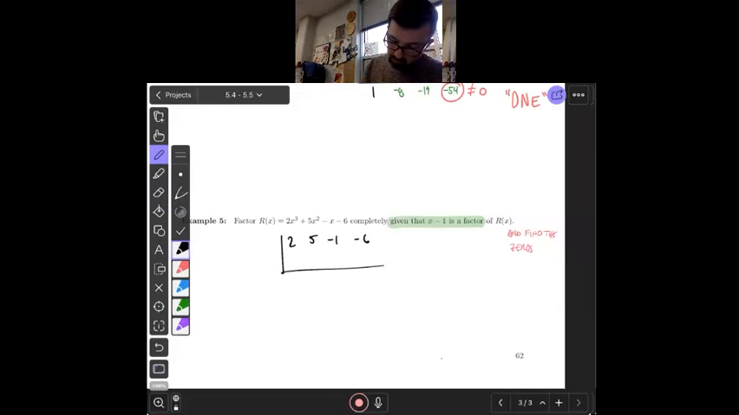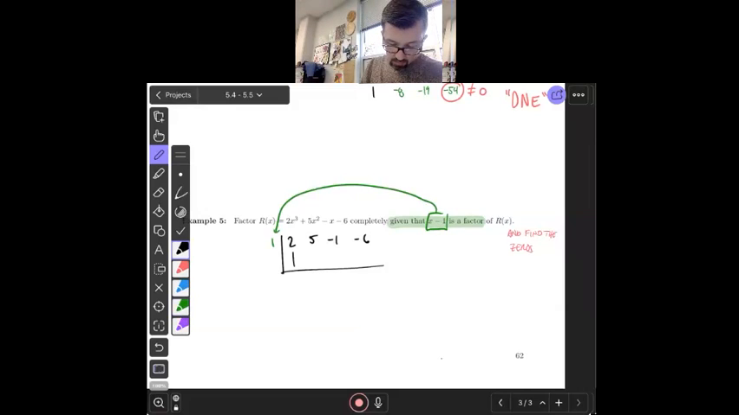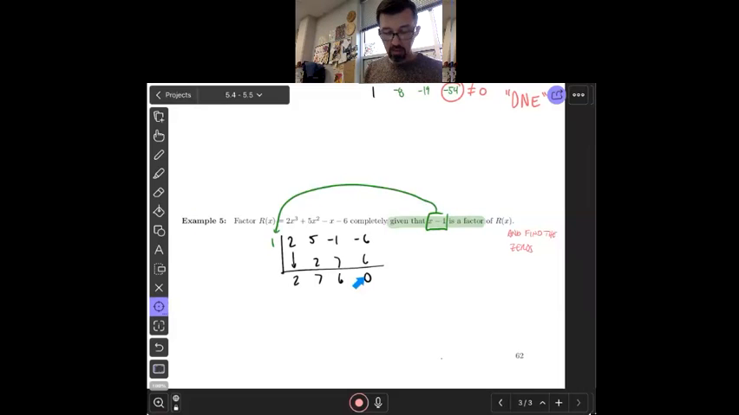Because that's x minus 1, we're going to bring over +1. So we're doing our sign switch. Drop the 2, run through that. 1 times 2 is 2, plus 5 is 7, times 1 is 7, plus -1 is 6, times 1 is 6, plus -6 is 0, right? So again, that 0 basically is just a good thumbs up because it's confirming that this was true. That is a factor. It's not telling us anything else right now. We already knew it was a factor. It's just letting us know things are going well, okay?